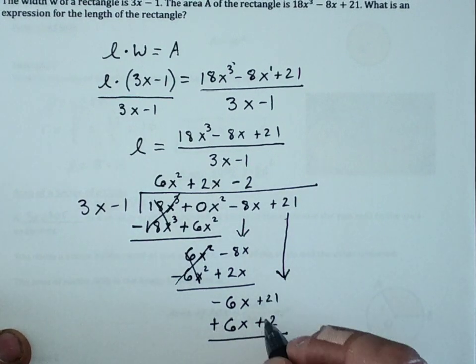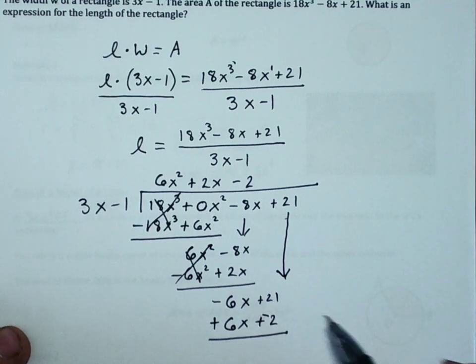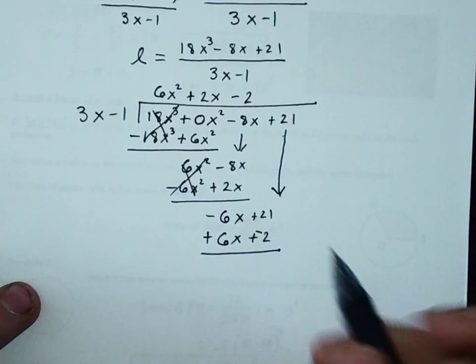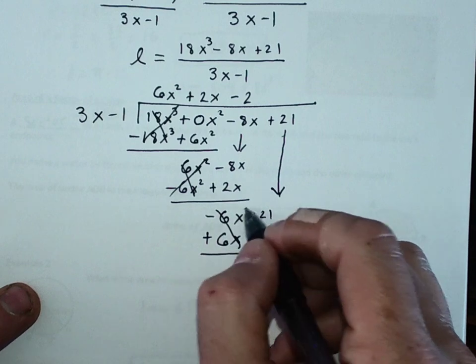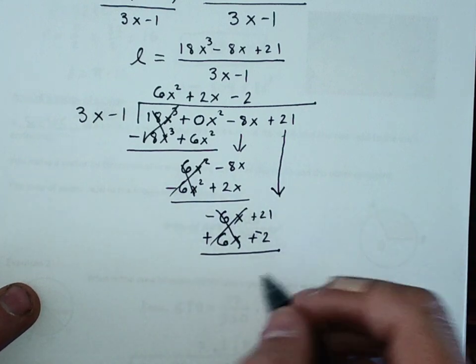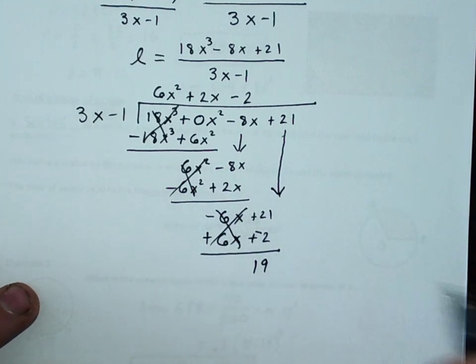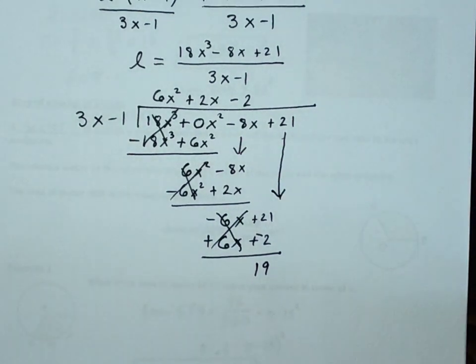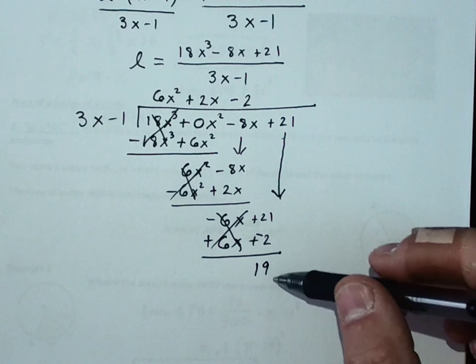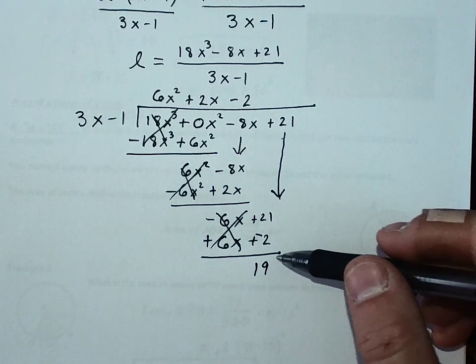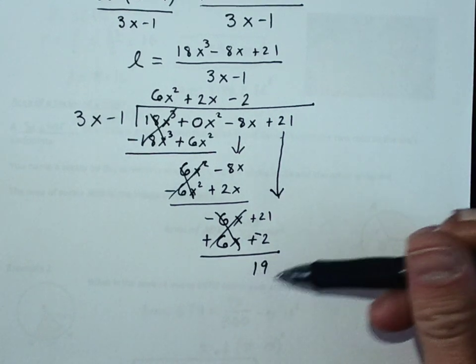And subtract both of them. Negative 6x plus 6x is 0 as it should be. 21 minus 2 is 19. So it does not divide in evenly. This is your remainder. Once you get down to no more x's, once you get down to what's called a constant, that's your remainder.